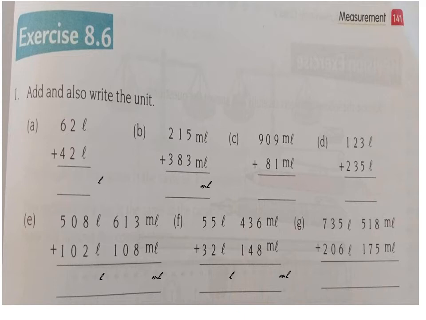First sum, 62 liters plus 42 liters. So I have written liter. I am starting to add from ones place. 2 plus 2 gives you 4. 6 plus 4 it is 10. So the sum is 104 liters.